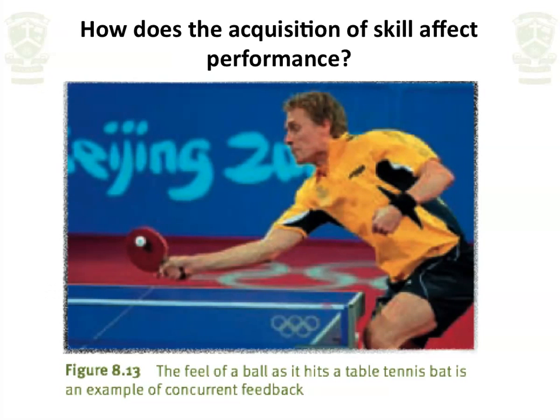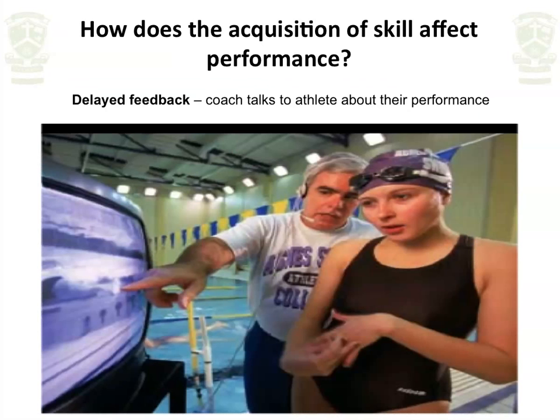So what we've got here, the feel of the ball as it hits a table tennis bat, is an example of concurrent feedback. The player here knows that the table tennis ball has come off the bat quite well because he's hit it well. So his feedback is immediate, that he's done a good shot. Whereas with delayed feedback, you can see the coach is talking to the athlete about her performance. She's finished her swim, she's out of the pool, and he's now having a look at some video work from her. So that's delayed. She's finished swimming the 50 metres, she hops out, and they have a look at the video.